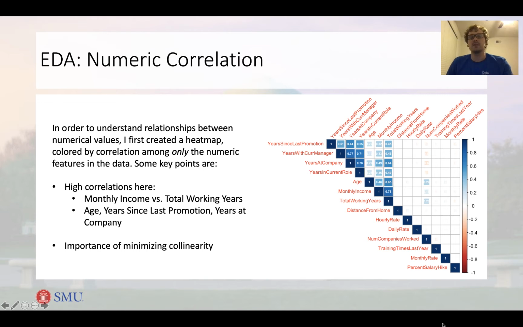The first step for creating a numeric correlation for salary prediction was to create a heat map colored by numeric correlation. What I found here was that monthly income and total working years were very highly correlated. Additionally, age, years since last promotion, and years at company also had some correlations. However, I noticed that age, years since last promotion, and years at company also had some correlation with total working years. So in order to pick the best parameter with low collinearity, I'm opting to pick total working years here because it has the strongest correlation amongst all features.